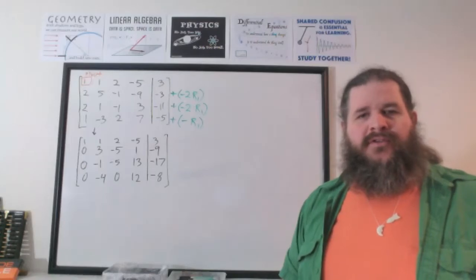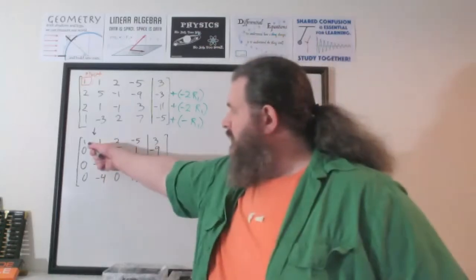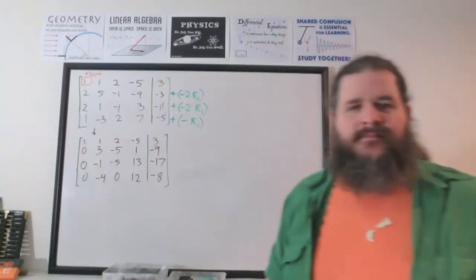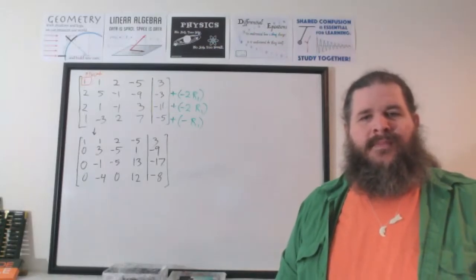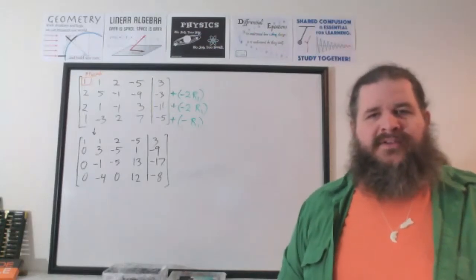Any questions on those first steps now that we've got that pivot alone in its column? And what's our next pivot?